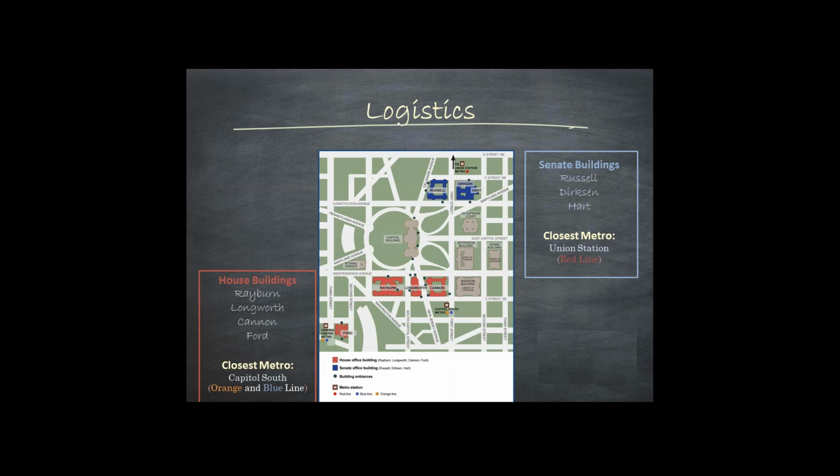For the House side, your main office buildings are Rayburn, Longworth, and Cannon. And there is an additional office in Ford, but you don't often have meetings there. And then your closest metro stop there is the orange and blue line at Capitol South.